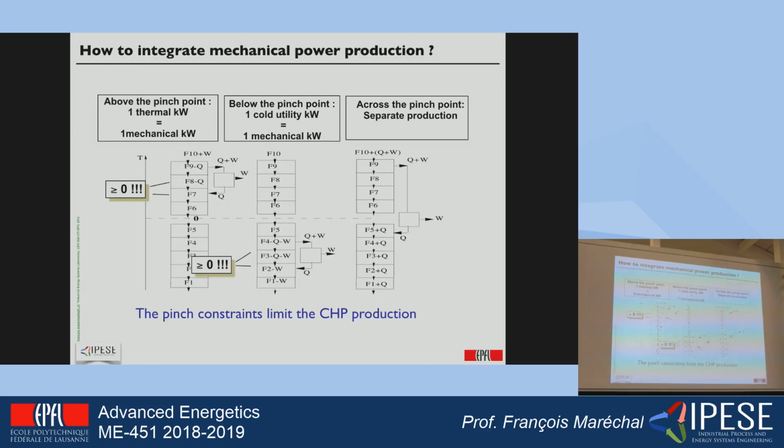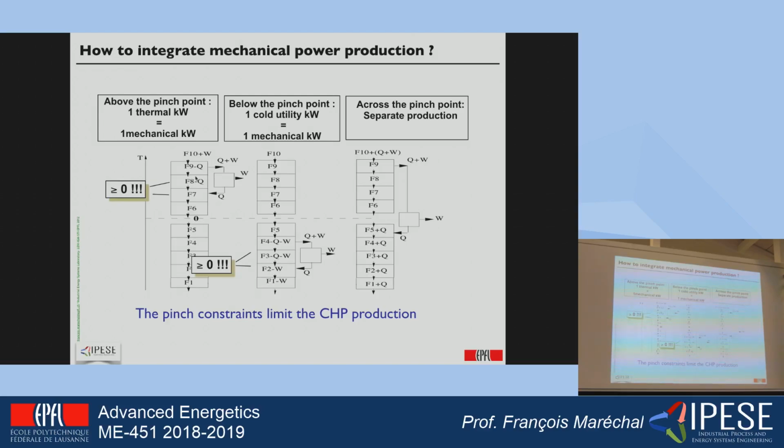Okay, and never try to take the heat that is available above the pinch point to produce mechanical power and release the heat below the pinch point. Okay, this would create a penalty, and you will not be competitive. Okay, so those are the rules for the cogeneration. And something which is important there is that the cogeneration is bounded by the heat cascade. So I can always take heat that is available somewhere in the process. It doesn't have to come from the utility.